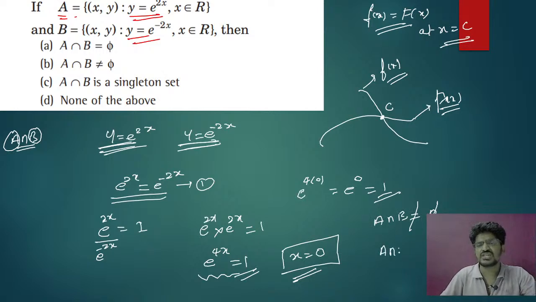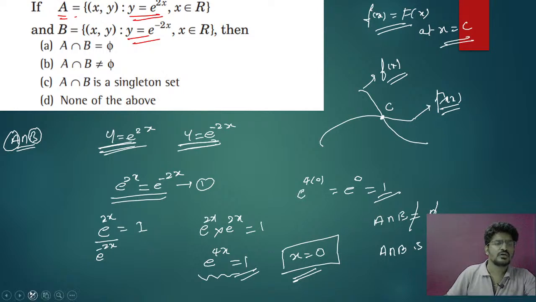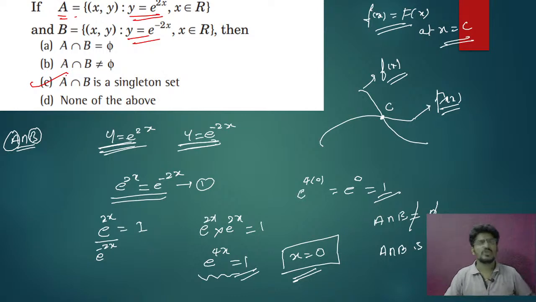A intersection B is a singleton set. Okay. So therefore, the answer is C.